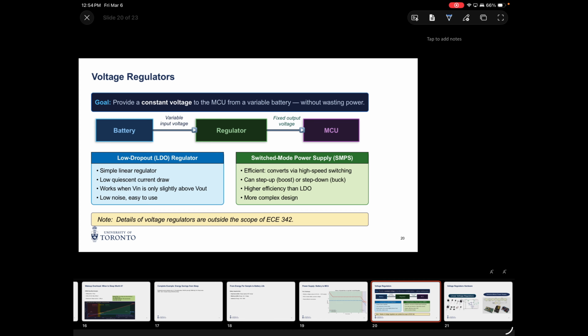Then we have the switched-mode power supply. These ones are more complicated, but they have higher efficiency. Basically, they are converting by something similar to PWM. They're turning it on and off to change the average voltage, right? So it's very similar to how you dimmed an LED using PWM. You're basically doing that with this circuit for power.